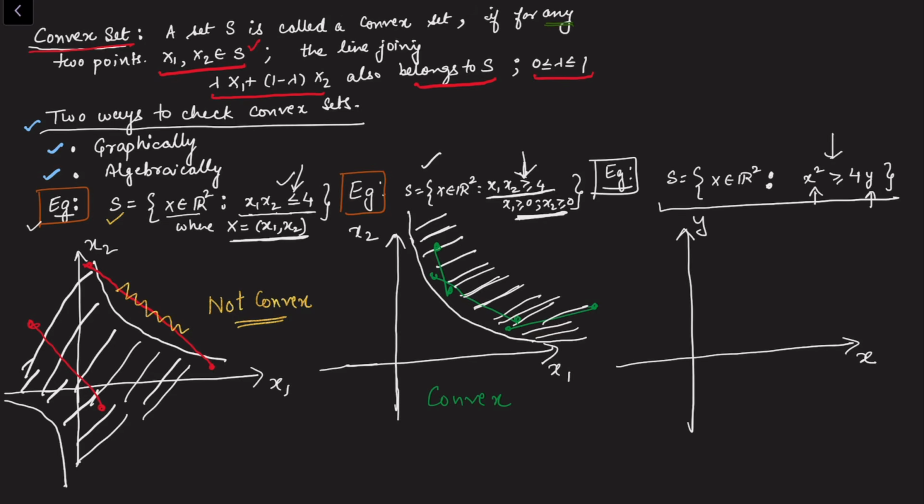And x square is greater than or equal to 4y. So I am going to draw now the parabola like this. It passes through 0, 0. So when we say that x square is greater than or equal to 4y, we need to identify which is the region. So the region is this one.